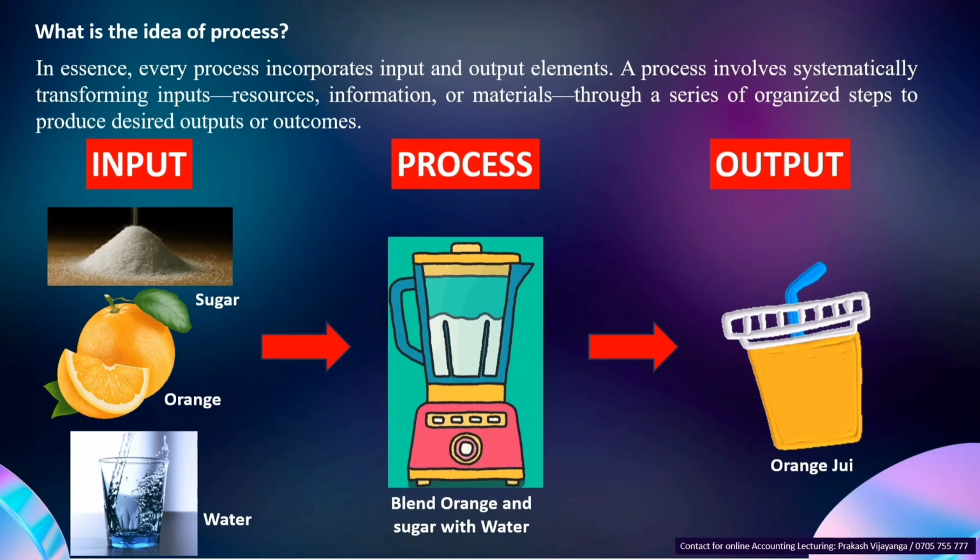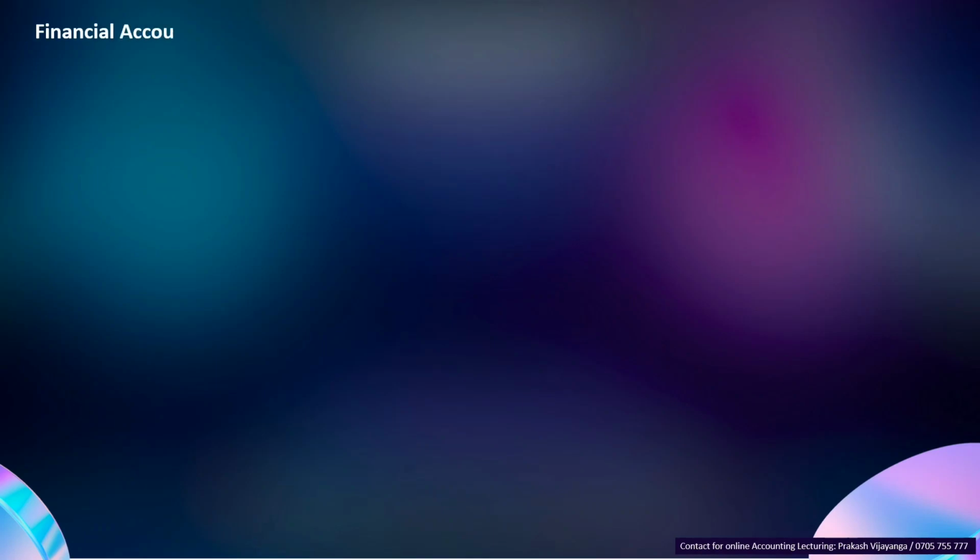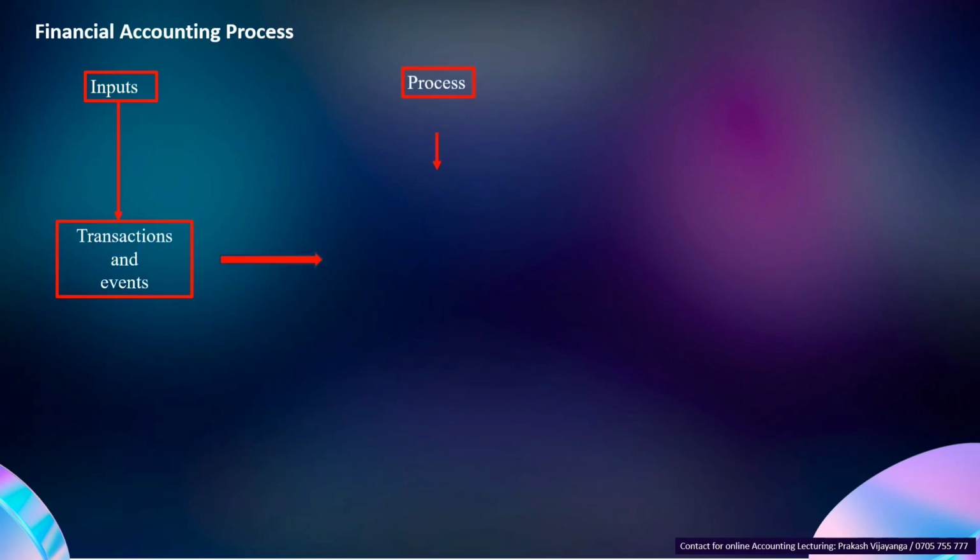With that, we will move to understand the financial accounting process. As I explained earlier, every process has three steps: input, process, and output. In the accounting process, inputs are transactions and events. Transactions and events are the inputs to the process. So then the process starts. In a process, there is a series of organized steps. The same thing we can see in the accounting process as well.